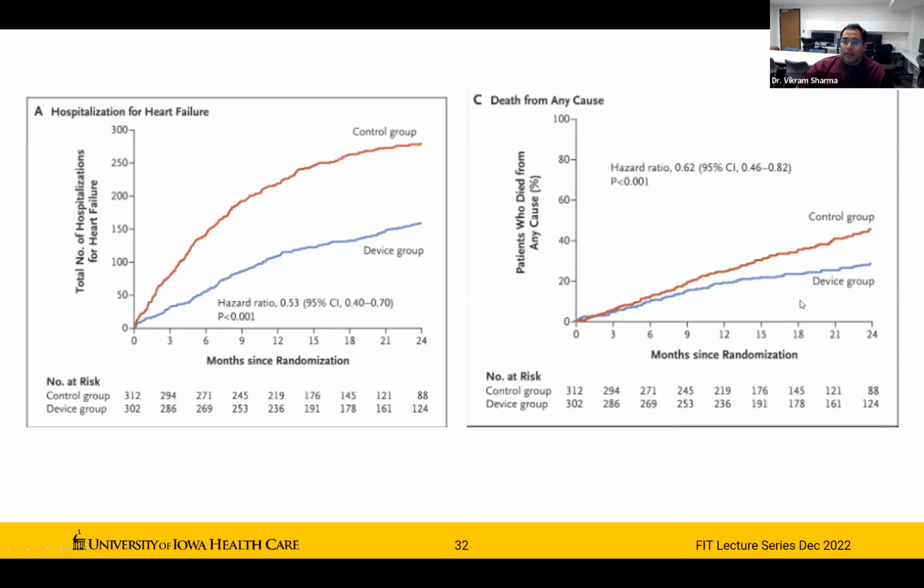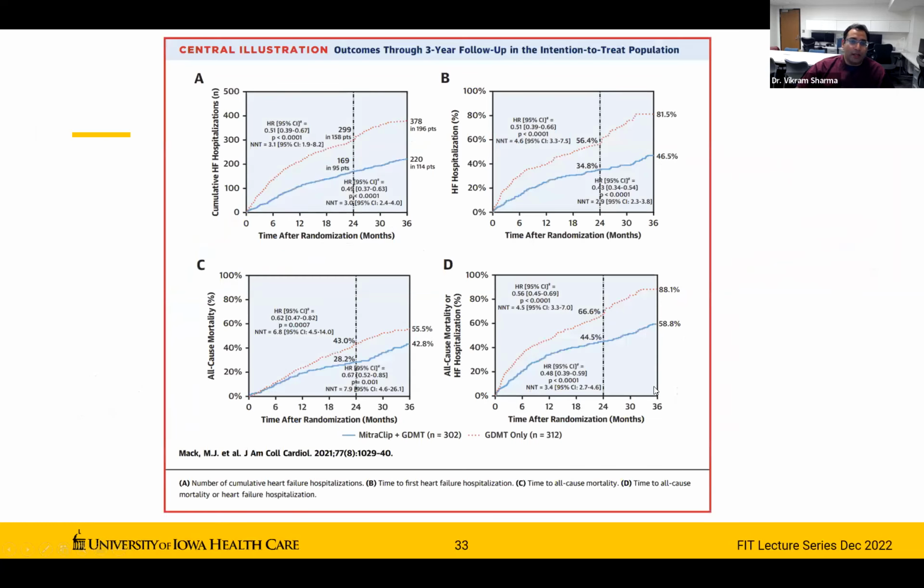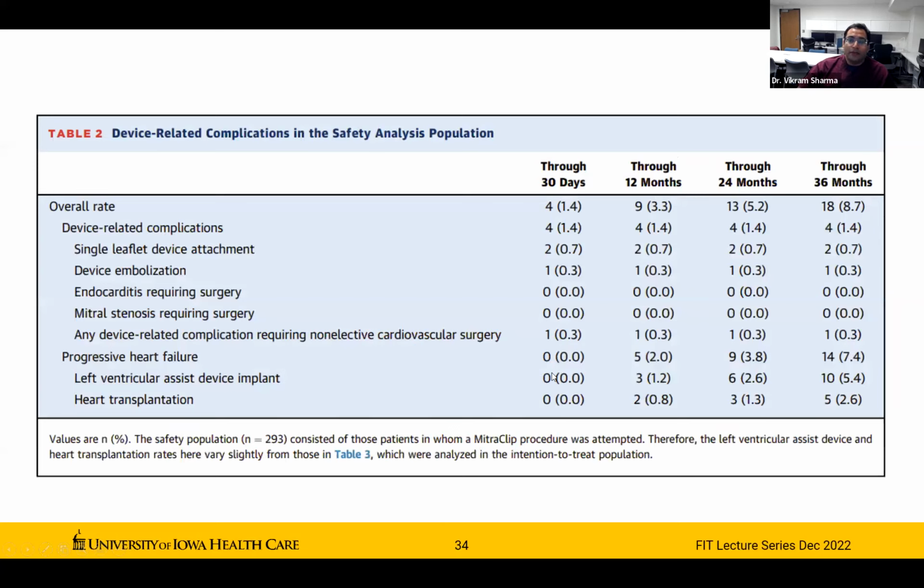In this trial, we did see a significant difference in mortality at 24 months, and this is also present at 12 months, and also a big difference in hospitalization for heart failure. So these results are quite different from what was seen in the Mitra-FR trial. We also have a slightly longer follow-up, up to 3 years, and those results were still maintained in terms of all-cause mortality, as well as cumulative heart failure hospitalization. When we look at device-related complications, the complication rates were very low, 1.4%.